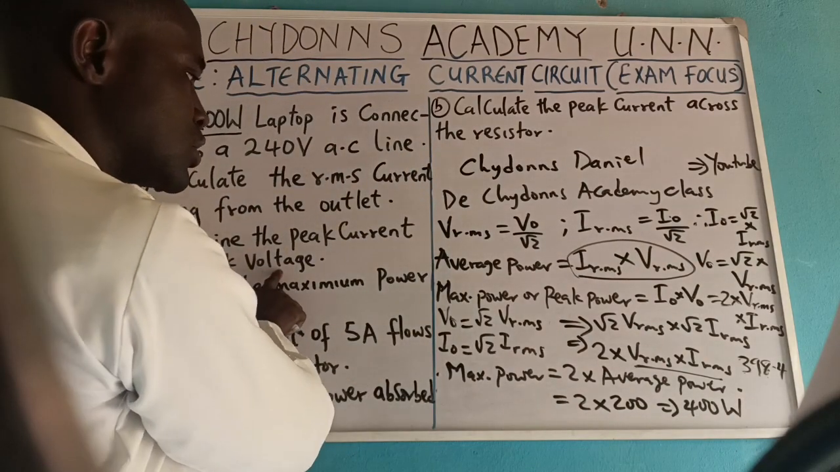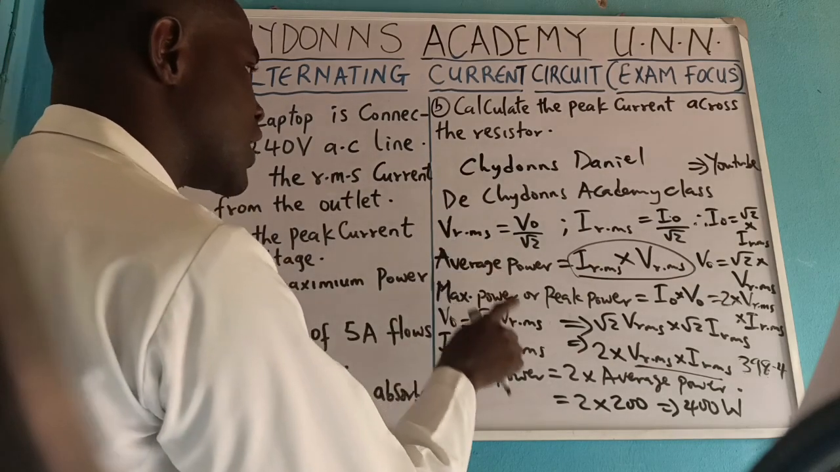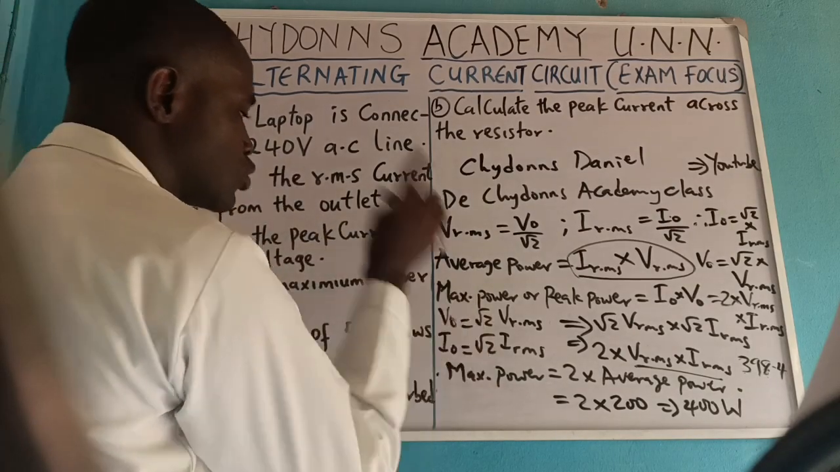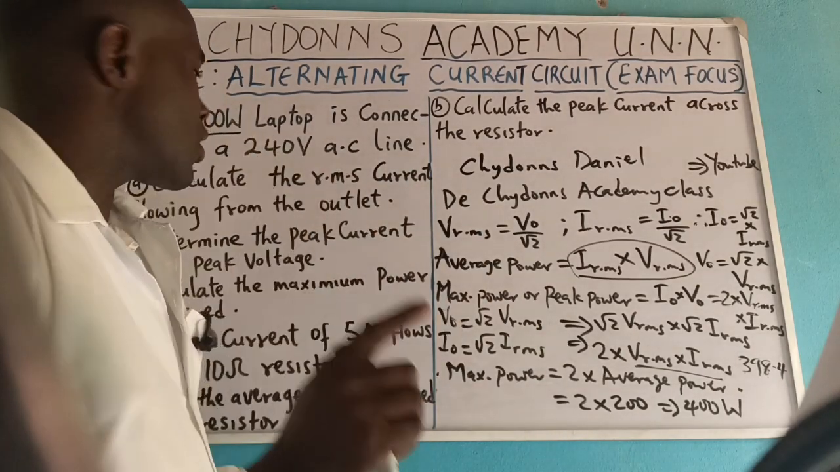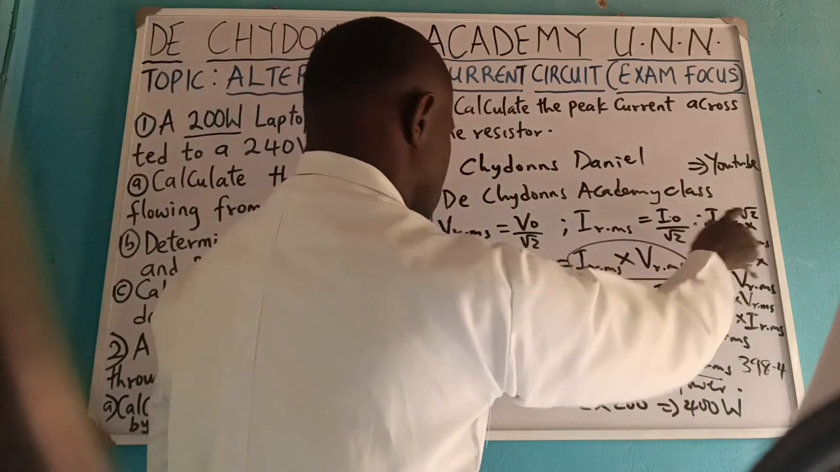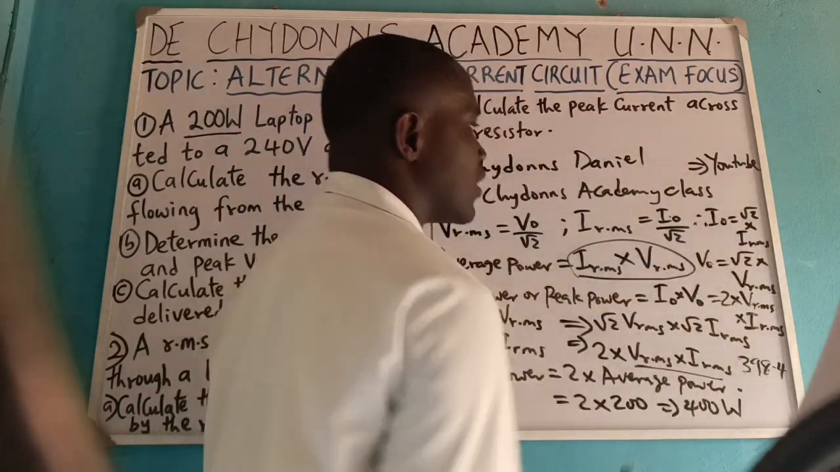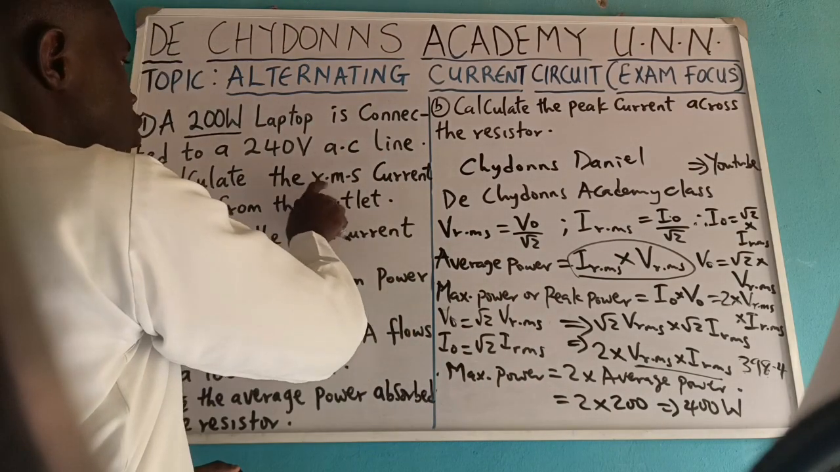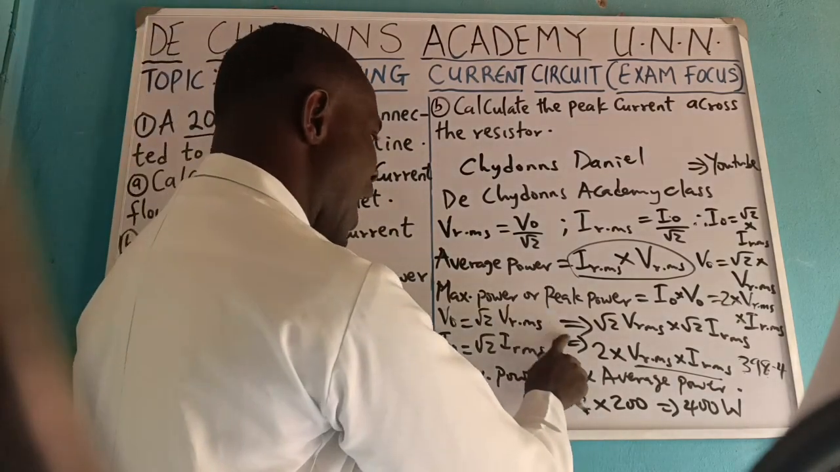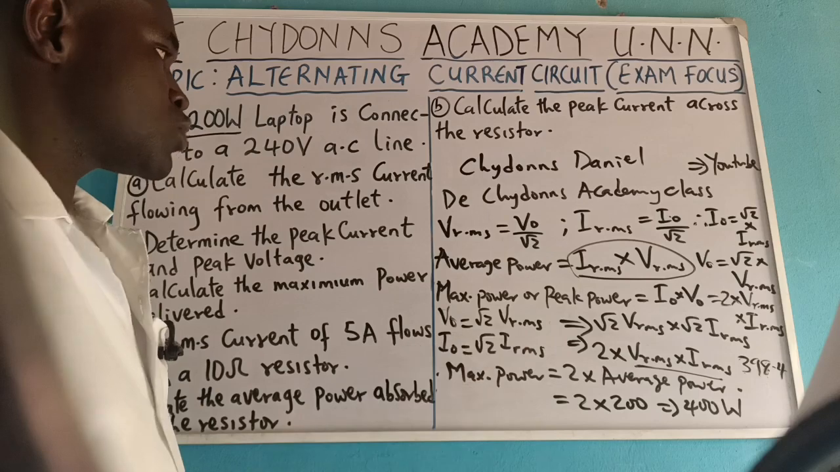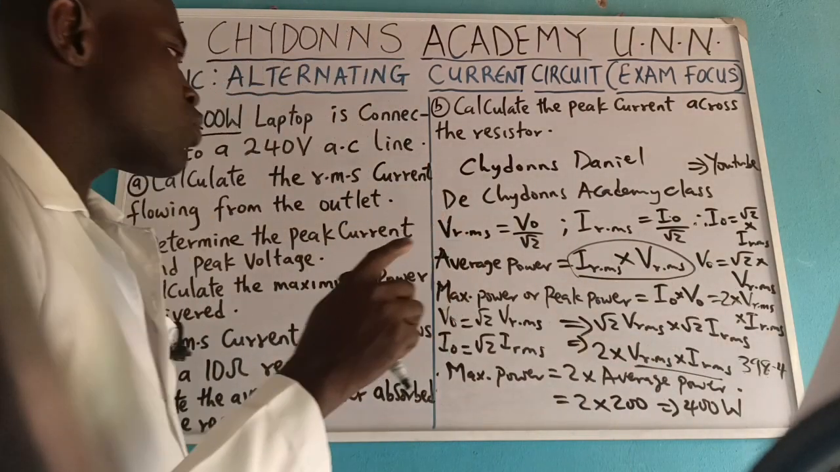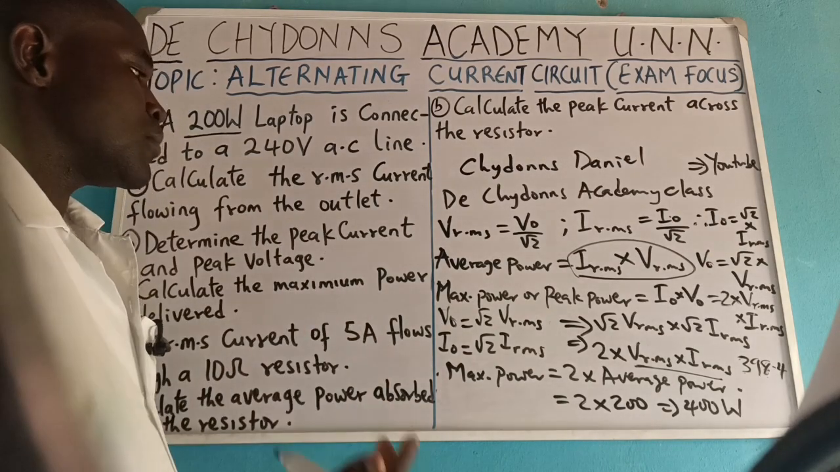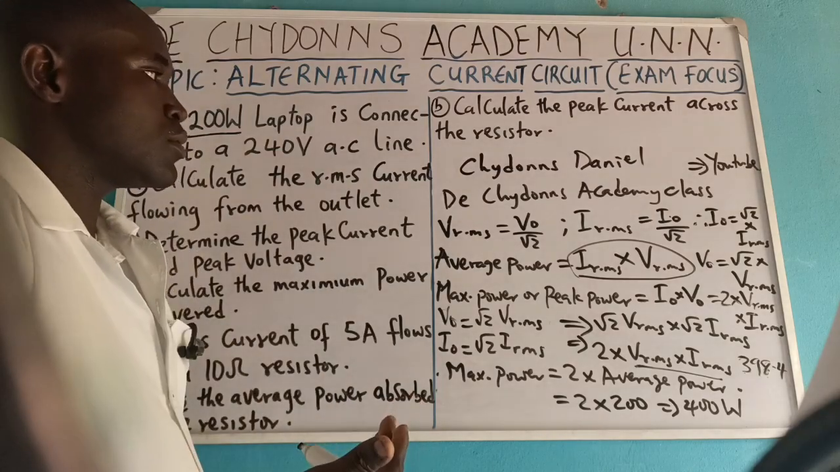The peak voltage, we said, is equal to root 2 times V root mean square, and that is 240 times root 2. Then the peak current is equal to root 2 times I root mean square. That is root 2 times 0.83, which is about 1.17 amperes. Then root mean square current, we say, is equal to average power over V root mean square, and that will give you 200 over 240. That gives you 0.83. So we have solved question number 1. We go to question number 2.